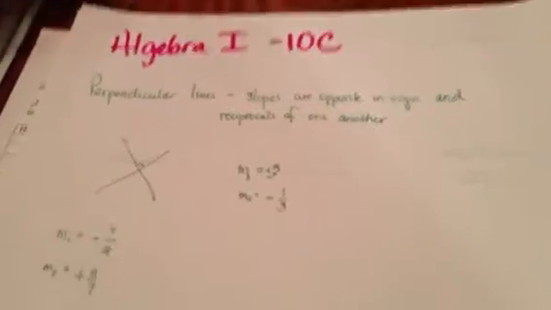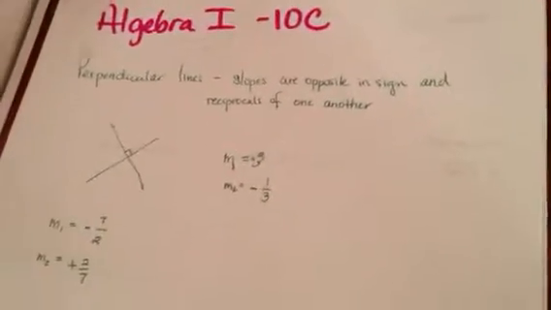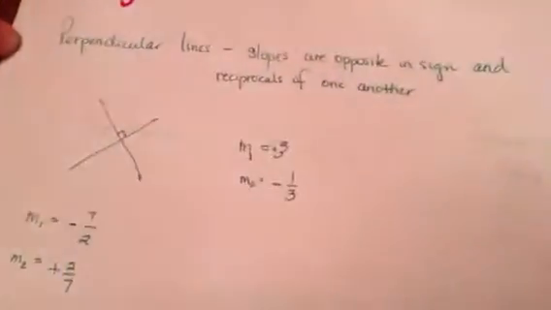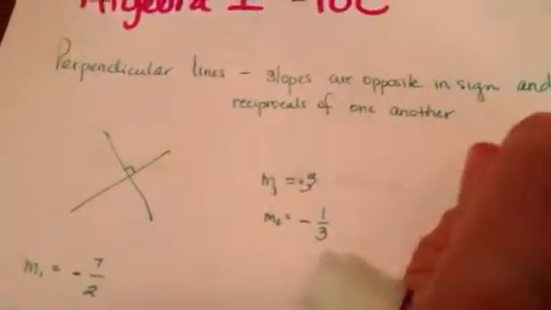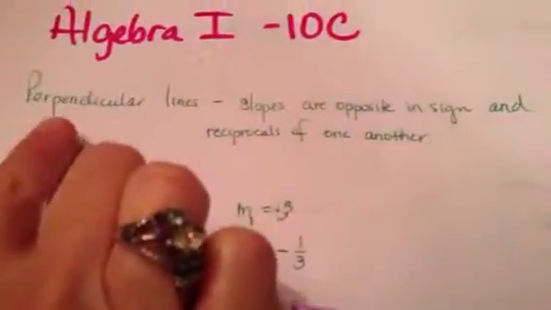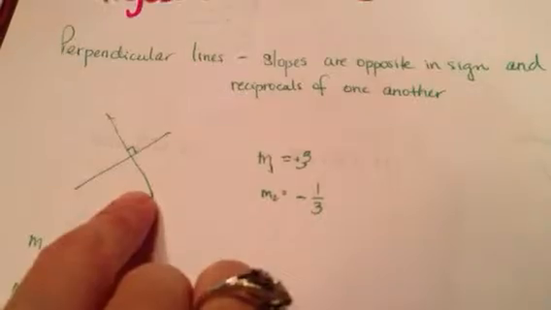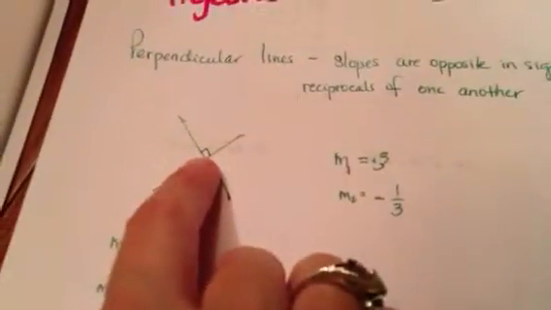All right, this is for Algebra 1. This is 10C. This is what we covered in class on Tuesday, but this is for those of you that are still having a little trouble. Remember, parallel lines have the same slope, but we talked about perpendicular lines. Perpendicular lines are lines that intersect, but they intersect at a right angle, okay?